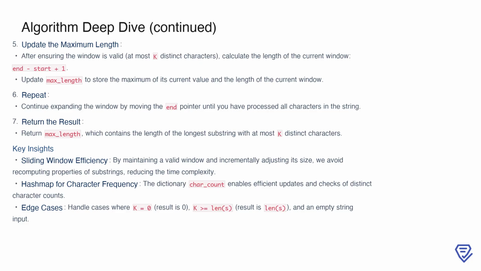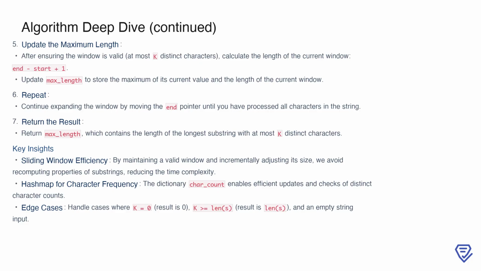We repeat this process, moving the end pointer further through the string, expanding the window, and adjusting it as necessary. When all characters of the string have been processed, we return the value of max_length. This value represents the length of the longest substring that contains at most k distinct characters.